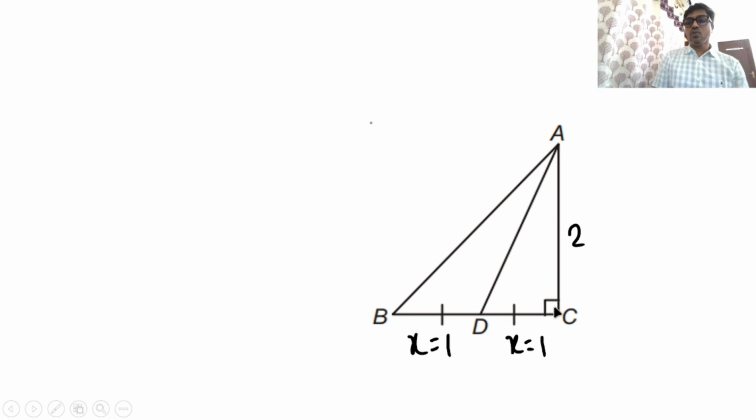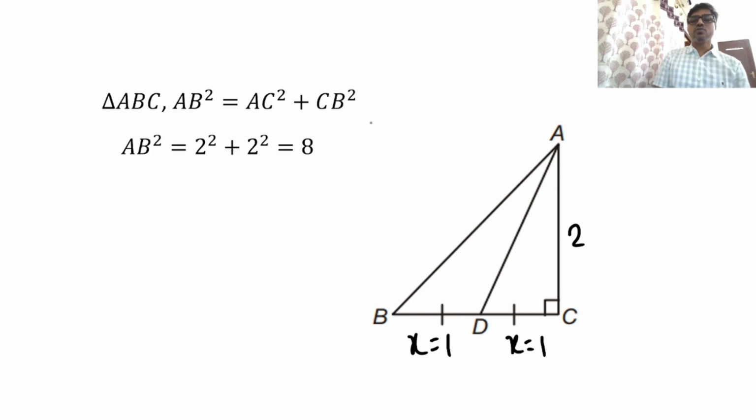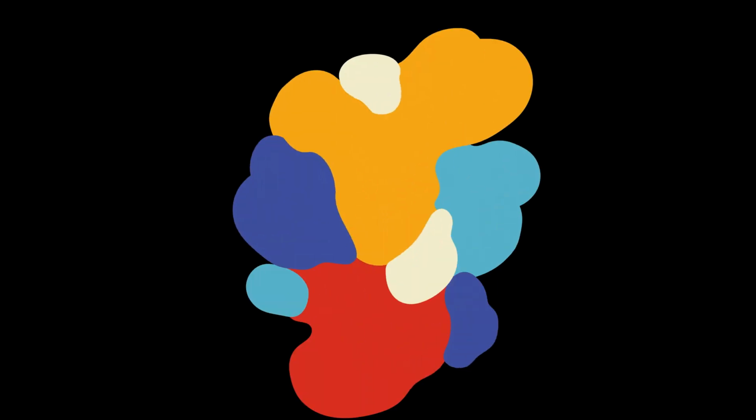So we got AC given 2 and BC we have calculated as 2, 1 plus 1. So let us focus on the bigger triangle ABC. Opposite to 90 degrees, AB is the hypotenuse for the bigger triangle. If I use AB squared equals AC squared plus CB squared, Pythagoras theorem there. So we can simply substitute AC and CB, 2 squared plus 2 squared, 4 plus 4 equal to 8. So AB squared equal to 8, otherwise AB equal to square root of 8, and that's the answer.